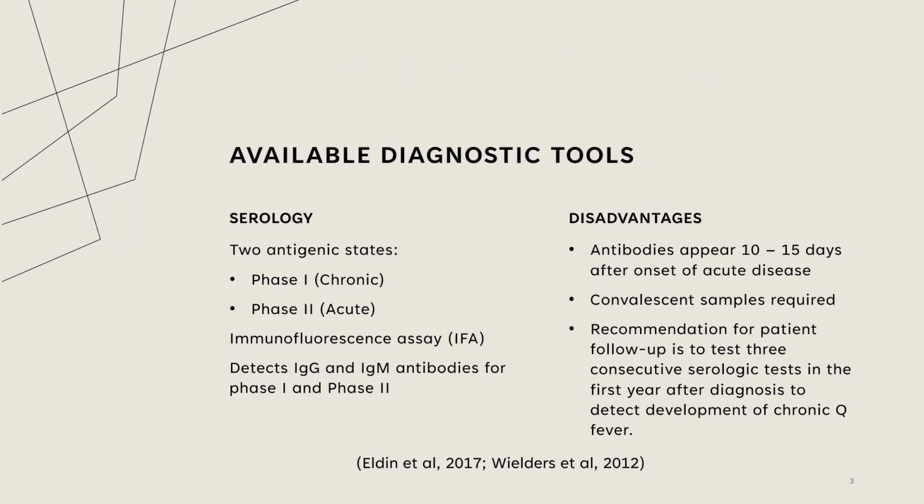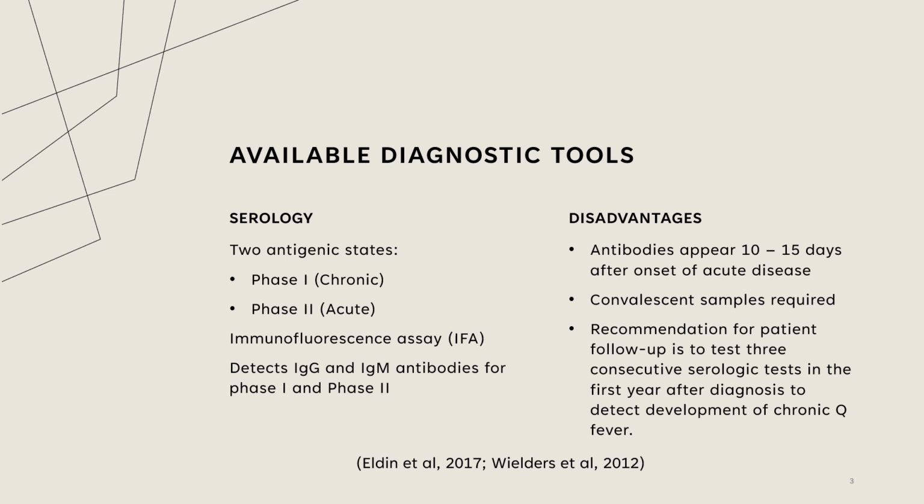The disease has two antigenic states, phase 1, which is the chronic state, and phase 2, which is the acute. They can be detected through immunofluorescence assay, and we test for IgG and IgM antibodies for each of phase 1 and phase 2 stages of the disease.